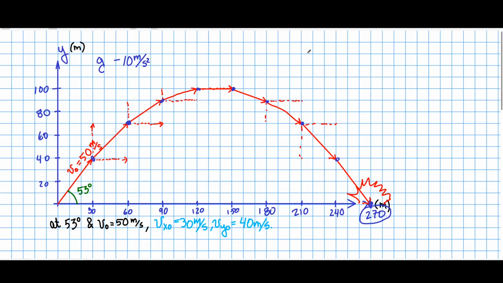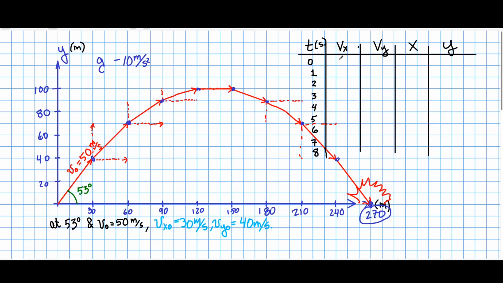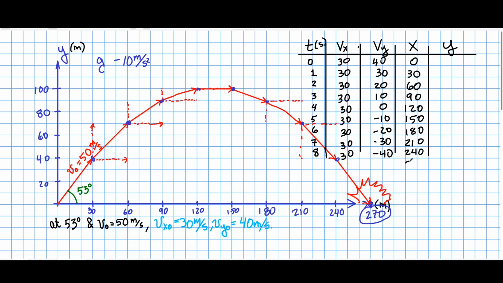Finally, let's add a t-chart to keep track of time, x and y, and horizontal and vertical velocities. Horizontal velocity never changes, but vertical velocity drops by 10 every time. X is increased by 30 because the velocity is always 30 horizontally. At the end of the 8th second, we reach 270, but the pattern of our y points is a little bit more complex. And at the end of the 9th second, we reach the ground again at 270.